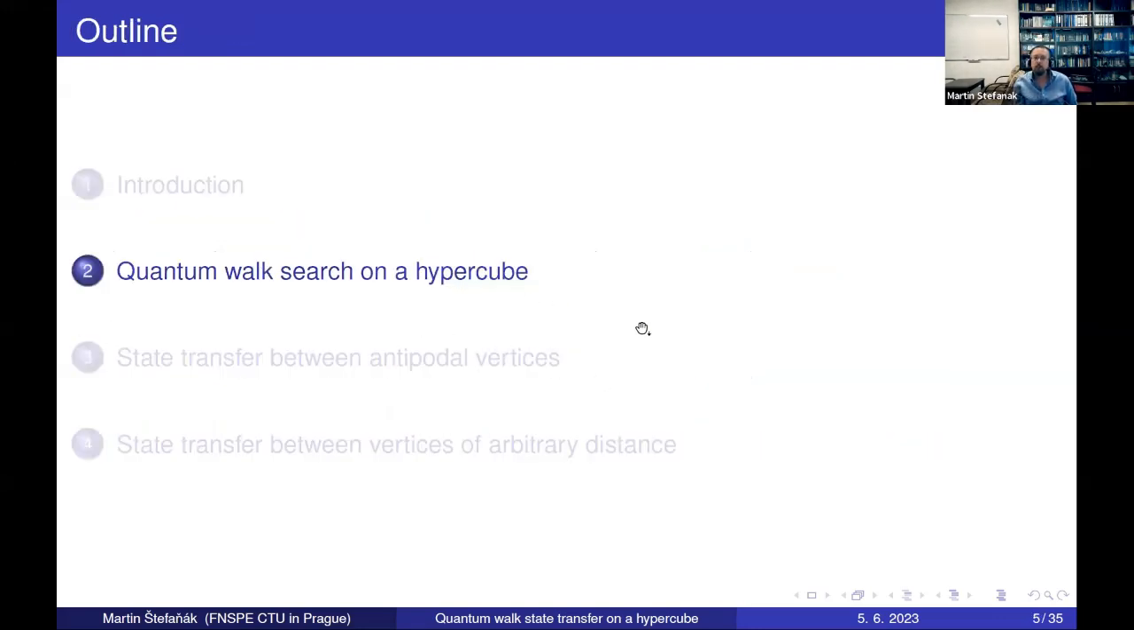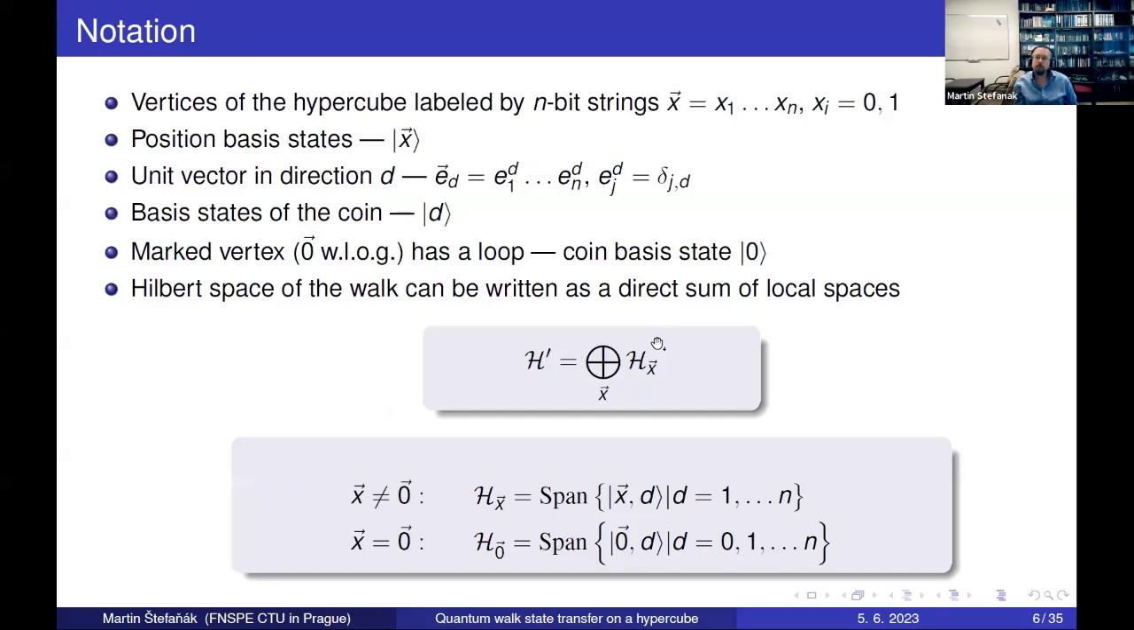Okay, so let's start with the quantum walk search, and just to fix the notation first. For the hypercube, we will use the usual notation that the vertices are labeled by n-bit strings. So this vector x is n binary numbers, x1 to xn. And to every such vector x, we assign a basis state of the Hilbert space of the positions. So the ket x will be the orthonormal basis of the possible positions of the quantum walker.